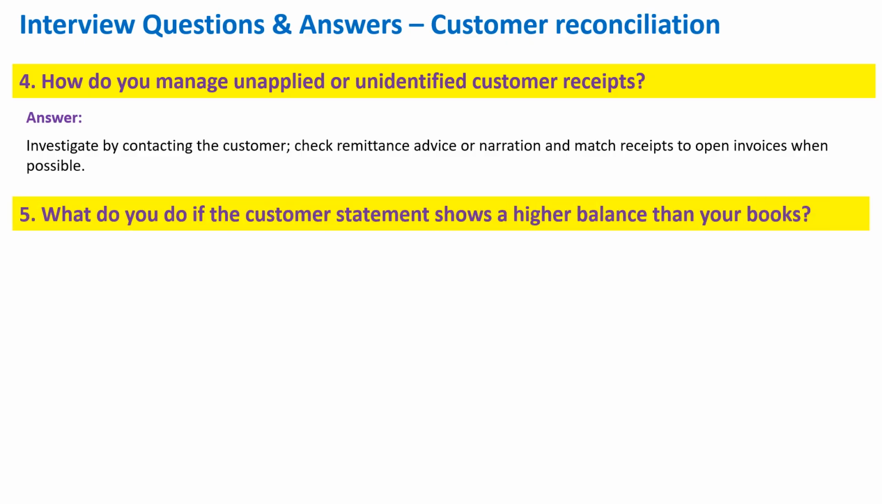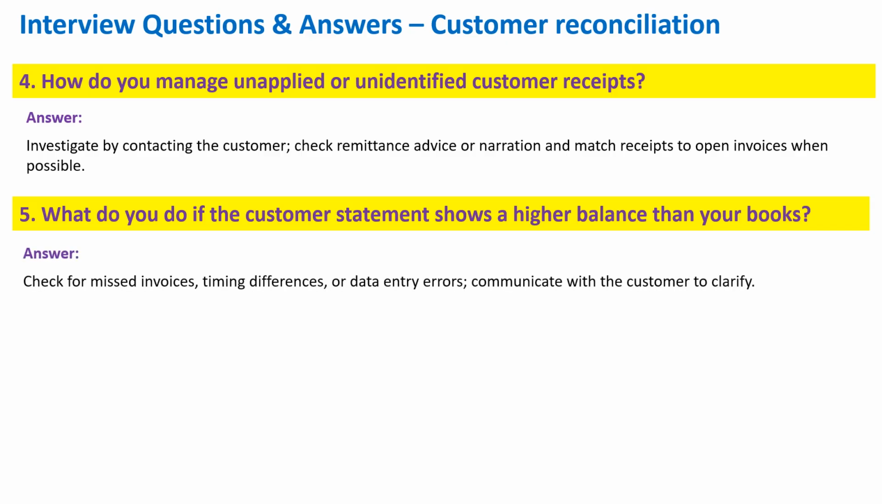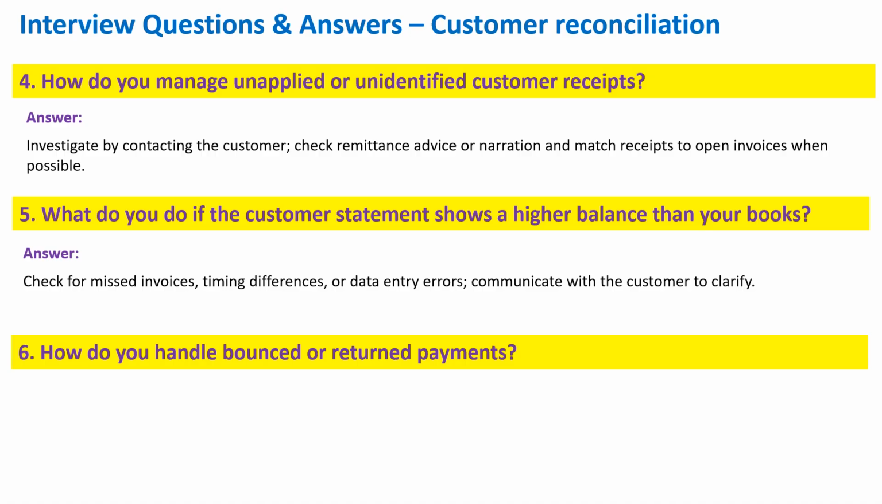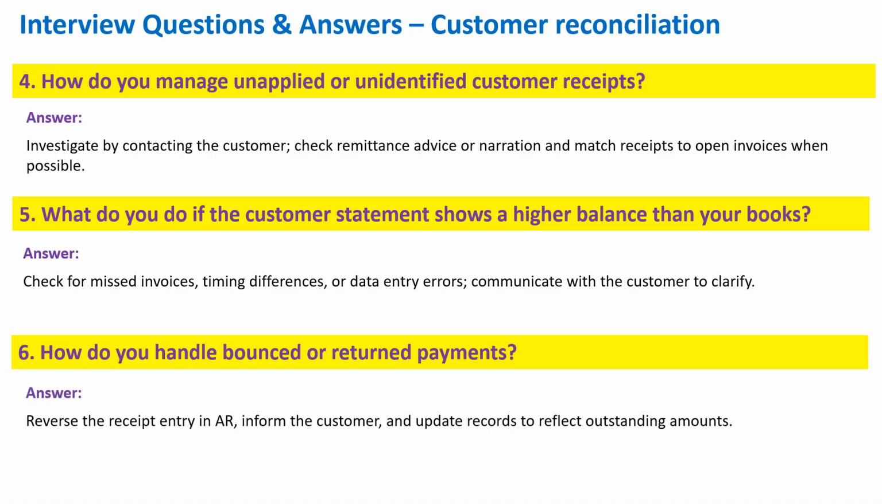Question number 5. What do you do if the customer statement shows a higher balance than your books? Check for missed invoices, timing differences, or data entry errors. Communicate with the customer to clarify. Question number 6. How do you handle bounced or returned payments? Reverse the receipts entry in AR, inform the customer, and update records to reflect outstanding amounts.